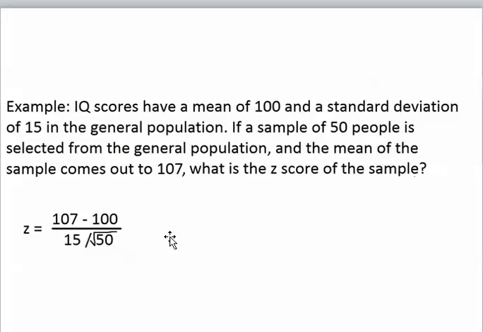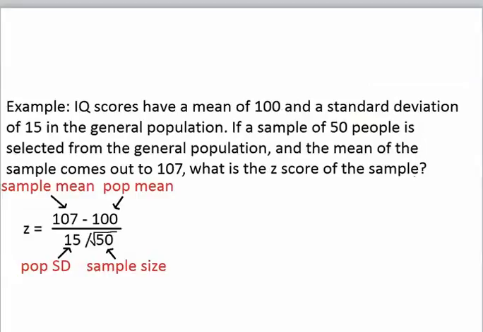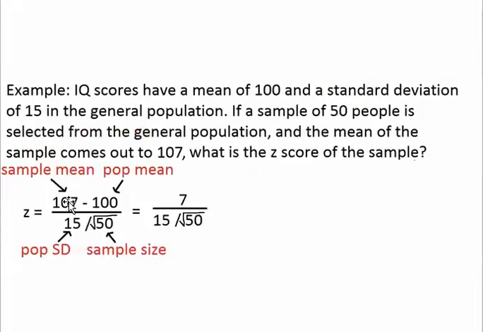We just have to subtract the sample mean of 107 by the population mean of 100, and then put the standard error on the bottom. The standard error is just the population standard deviation of 15 divided by the square root of our sample size of 50. Let's go through the steps to find the z-score. This is just subtracting on top. We subtract 107 by 100 and we get 7 on the top. That's our first step.